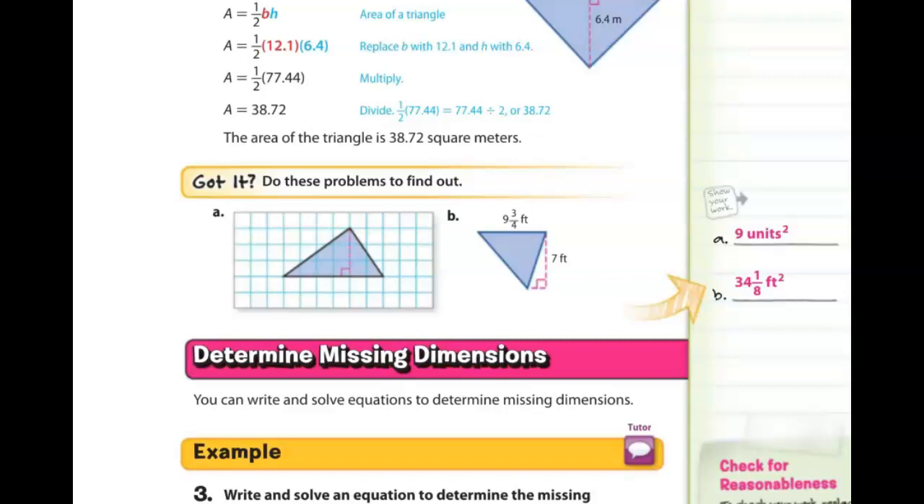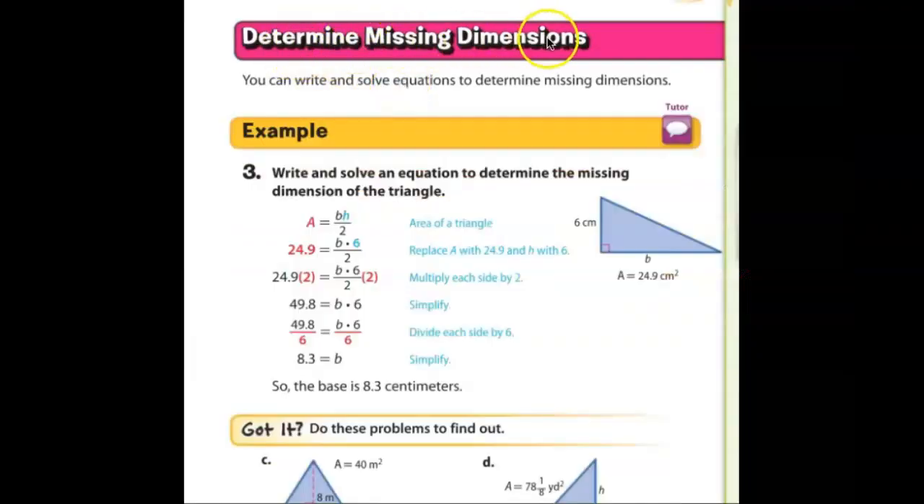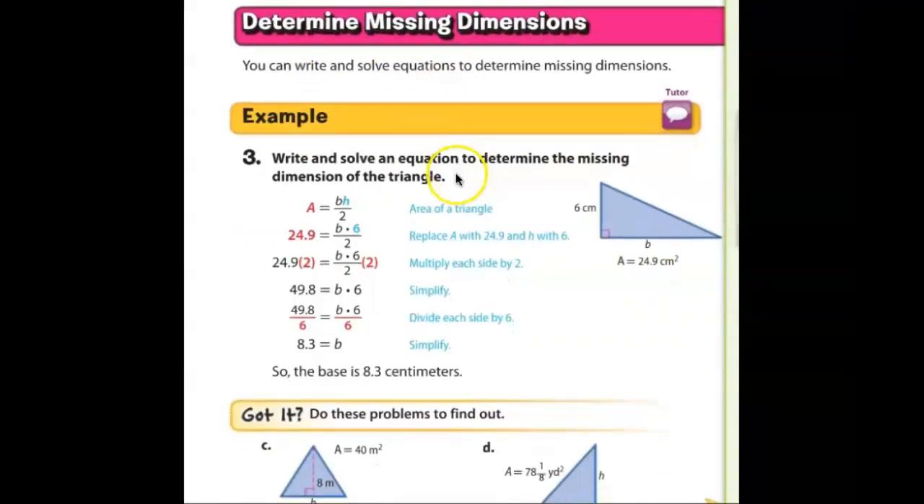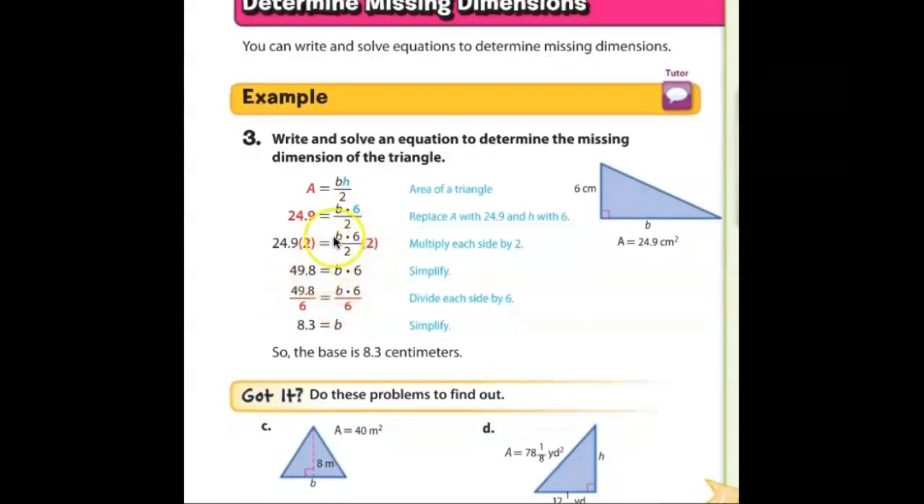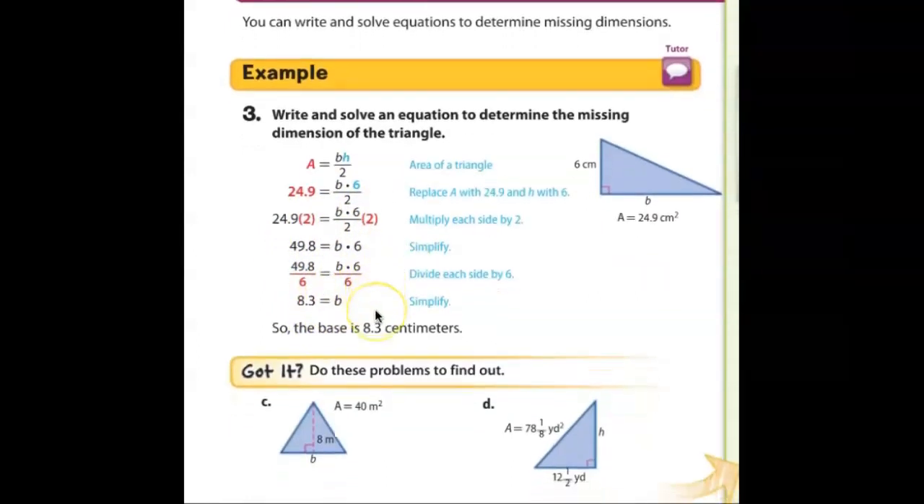Okay. Let's do a missing dimension problem together. It's a little bit more challenging. So for missing dimension problems, you're basically setting up an algebra problem, and they've done this one for you right here. Area is equal to base times height divided by 2. So if you're given the height but not the base, we can put the height in here, base times 6 divided by 2. And they just kind of walk through the steps here, and you basically keep using inverse operations till you solve for the variable.